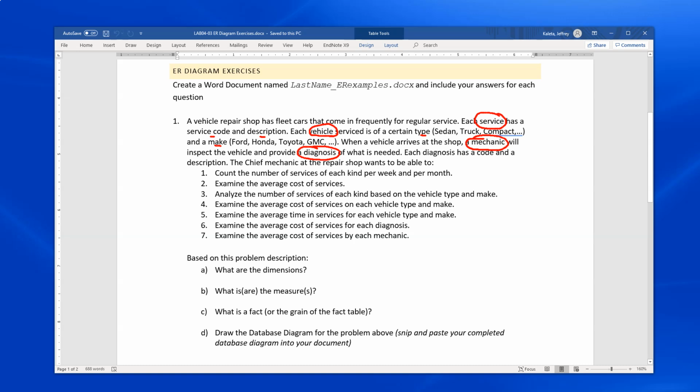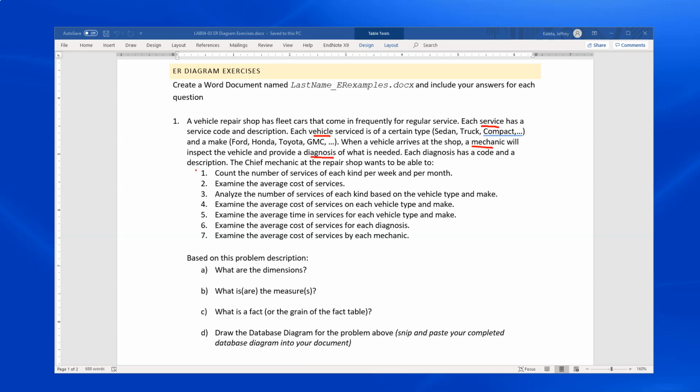So far we already have 4 candidates to be dimensions. Each diagnosis has a code and a description, so these are going to be attributes of that diagnosis. And then the chief mechanic at the repair shop wants to be able to conduct these types of analyses. So far we have 4 dimensions. I'm going to start all over here. We have the service, we have the vehicle, we have the mechanic, and then we have the diagnosis.